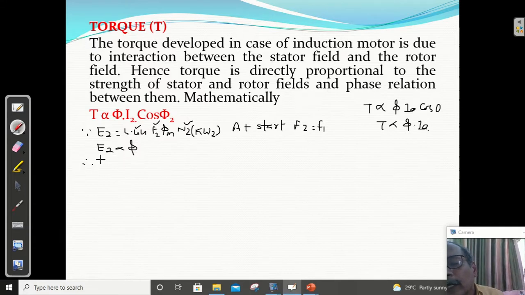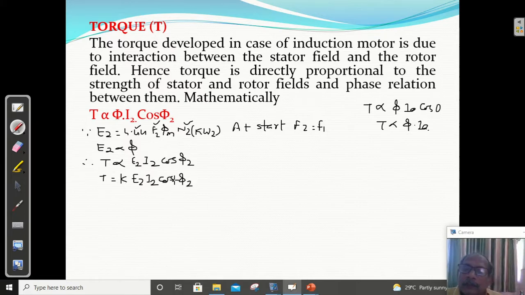Hence, torque is proportional to E2 I2 cos phi 2. Or we can say torque equals one constant K into E2 I2 cos phi 2. So this is the torque. We got this expression of the torque.